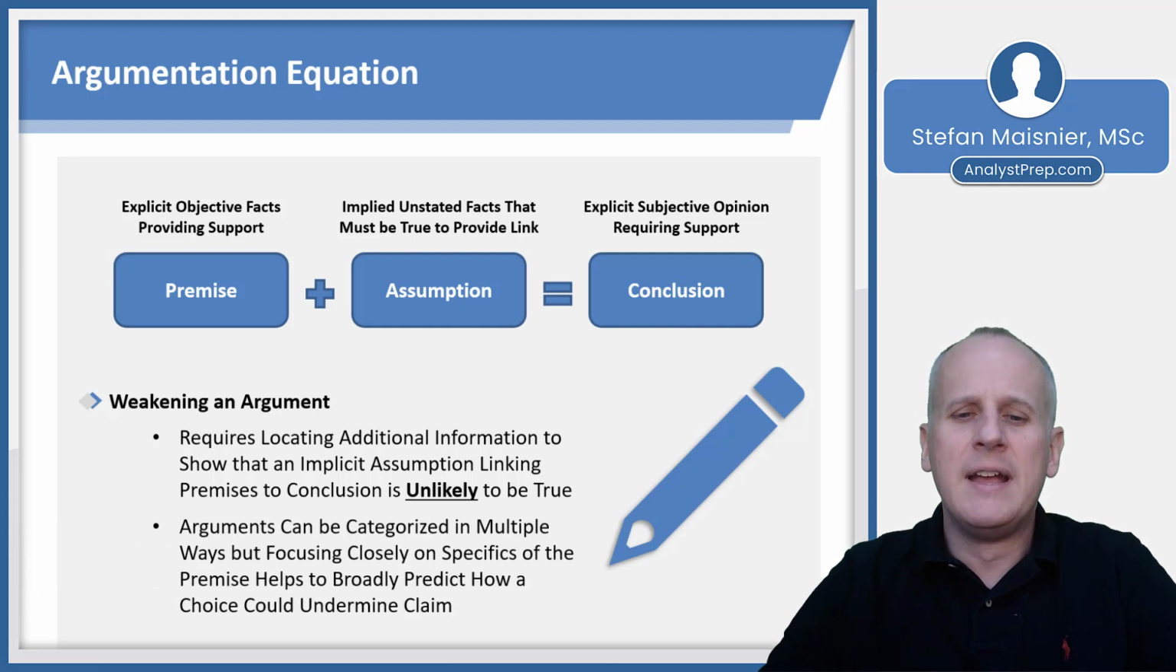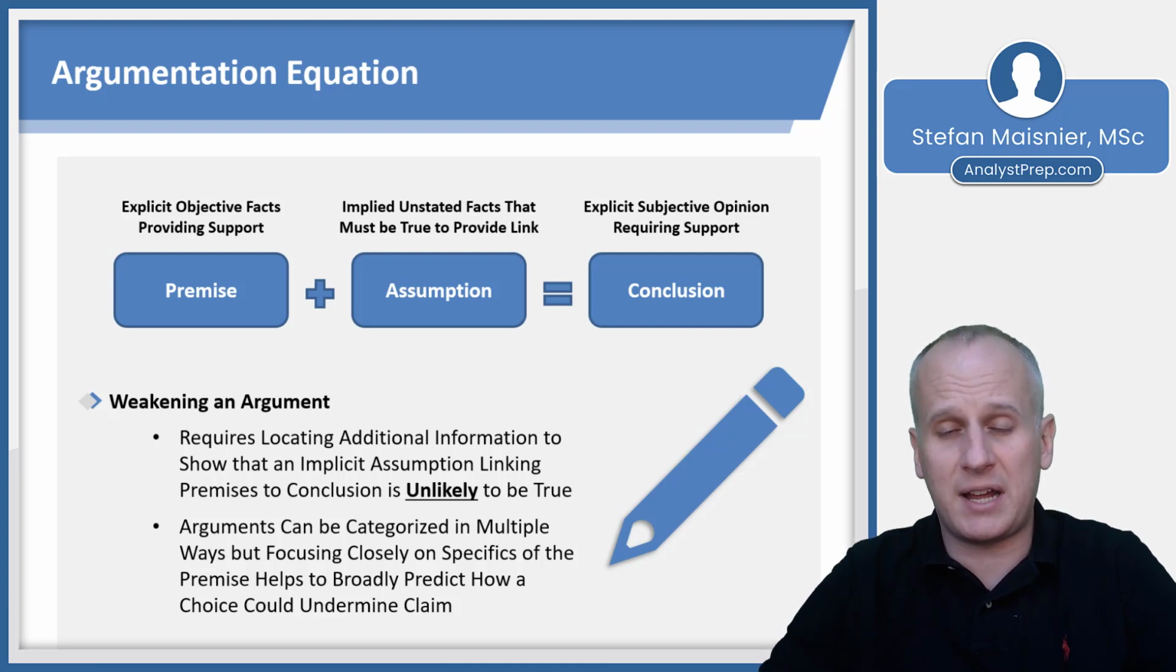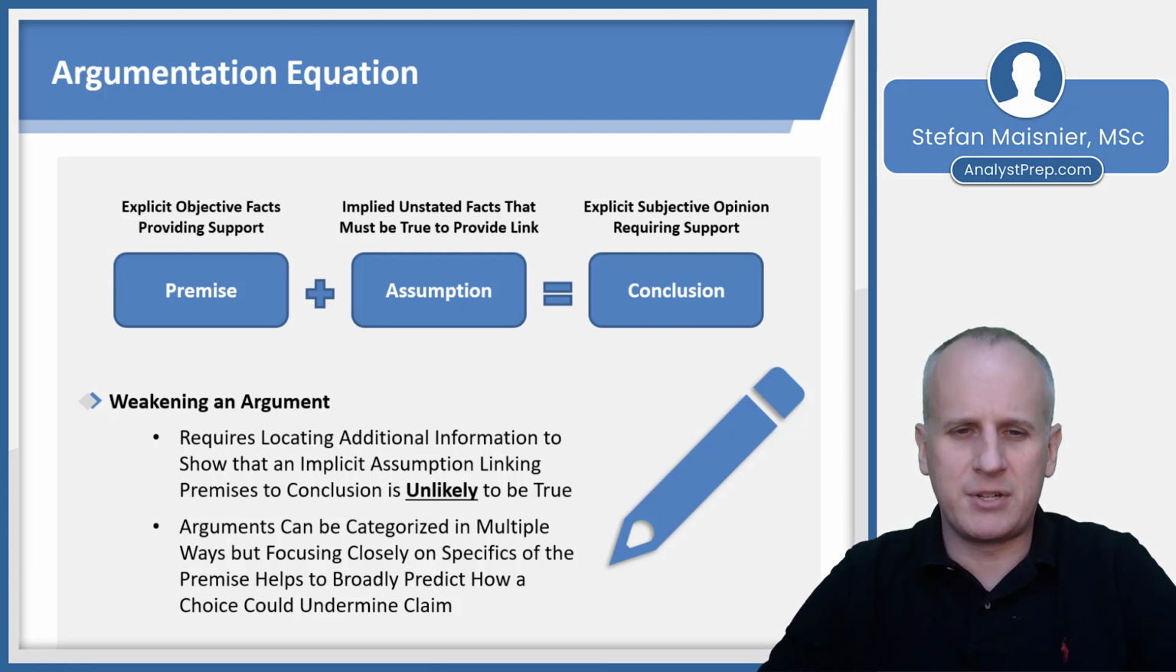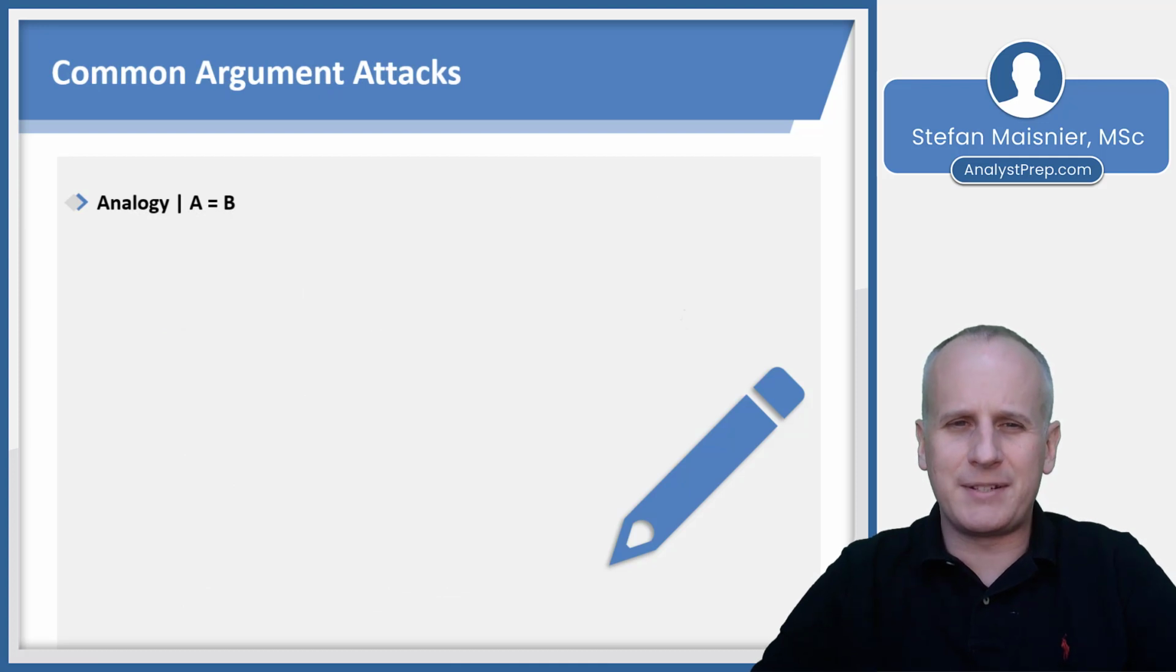And your arguments can, as always, be categorized in multiple ways. But focusing specifically on the details can help to broadly predict how a choice could undermine your claim more directly. And that, again, is how you can expedite the process for these types of somewhat common questions. You should see at least a couple questions on the exam asking you to weaken or undermine an argument. So let's talk about some of those common argument attacks, starting with an analogy.